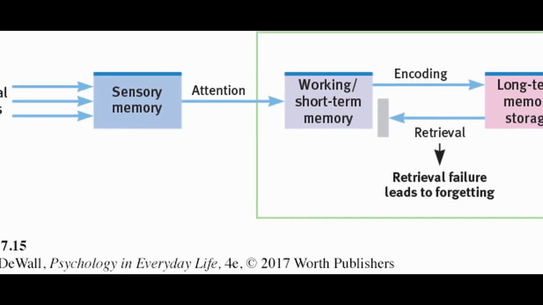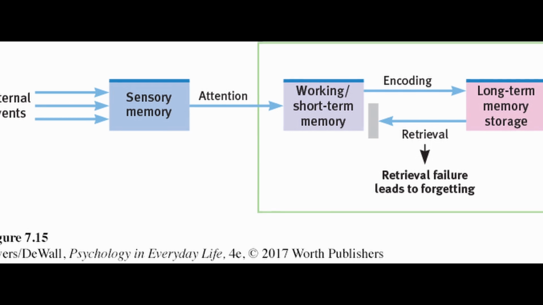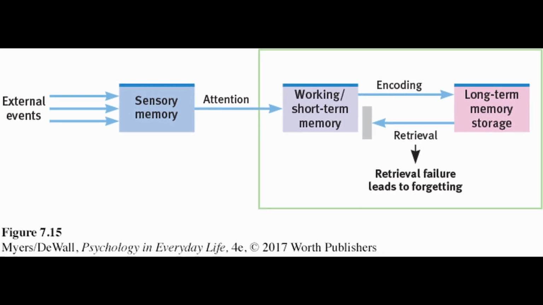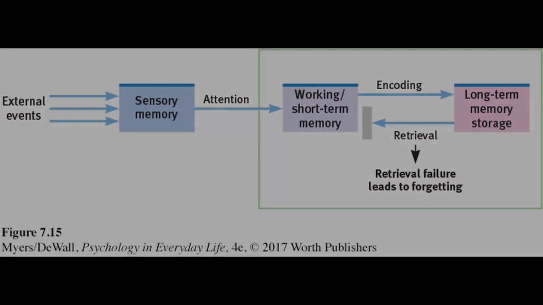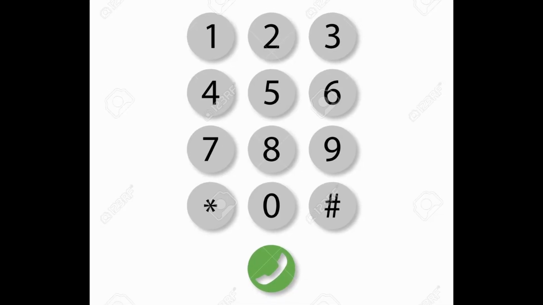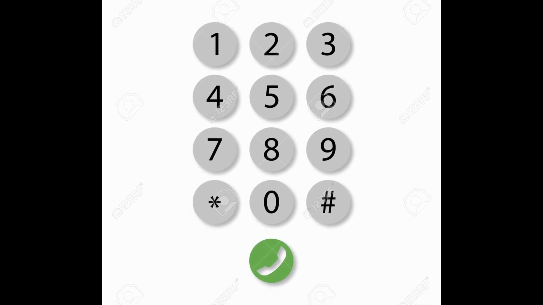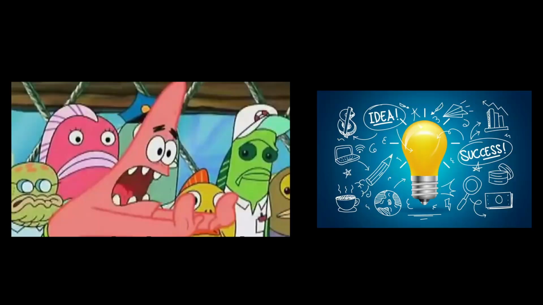Now, the second thing I want to mention is retrieval failure. Retrieval is the process of bringing stored information back into conscious awareness. Sometimes we forget because we can't retrieve the information even though it's stored in the memory. So let's say you're trying to remember a friend's phone number, but it's on the tip of your tongue and you just can't remember it. That's also another classic example of retrieval failure. The information is there, but you just can't retrieve it at that moment.